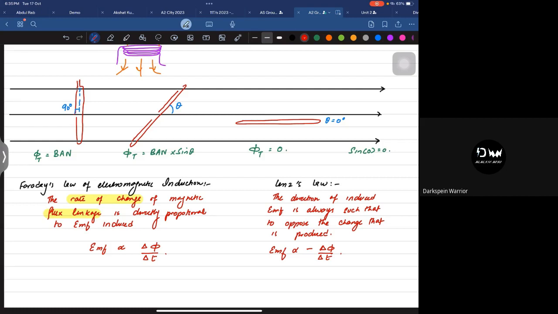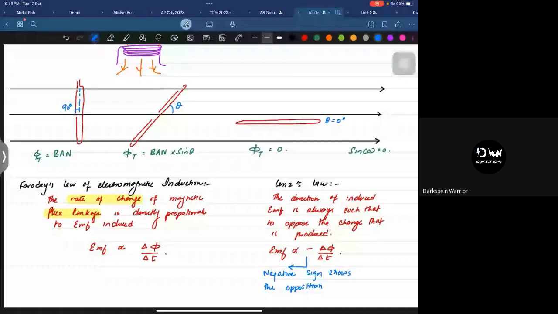Is it clear, everyone? So here, this negative sign shows the opposition. So you guys need to remember that. Both of them won Nobel Prize. First, because he gave the concept, the other just putting a minus sign. So that was correct. Do you guys get it? Yes.